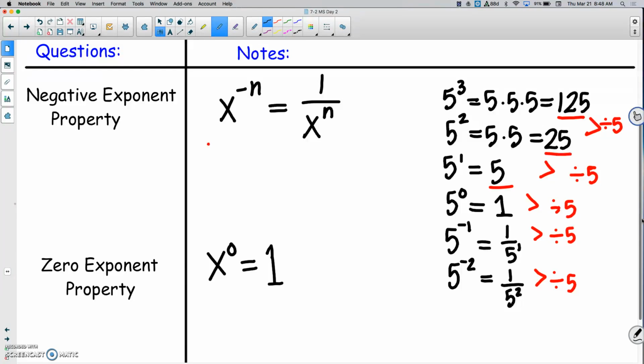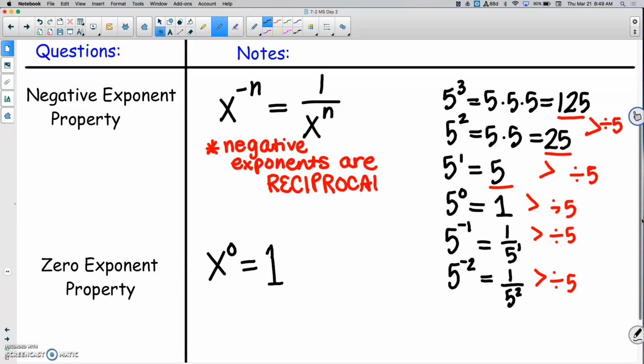So negative exponents are the reciprocal of positive exponents. And reciprocals are when you flip over a fraction, or as you'll see in our examples, we're just going to move. So negative exponents are reciprocals of positive exponents. So if it's on the top of the fraction, it's going to move to the bottom. Or if it's on the bottom, it's going to move to the top.